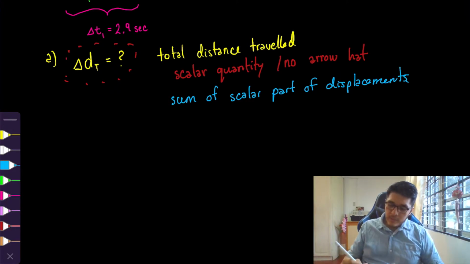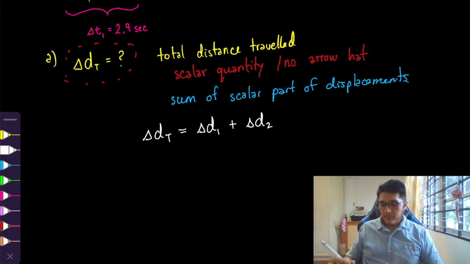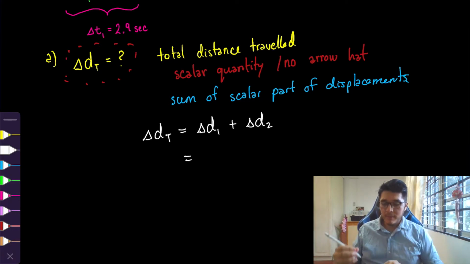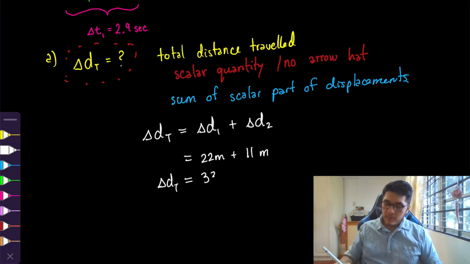Now we can write an expression for this, and we can write delta d total, so the total distance traveled, is the sum of the first displacement plus the second displacement length. This is very easy, because we're just adding up scalar quantities, which is just adding up the numbers as you would in math. So 22 meters plus 11 meters, so the total distance is 33 meters.